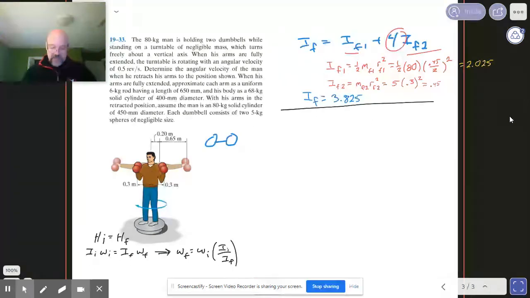Now, let's go back and do the initial angular momentum. We'll do it the same way, which is to say we'll do it in pieces. It's got 3 different pieces that we have to work with: the balls, the arm pieces, and the torso. So 4 balls, 2 arms, 1 torso.